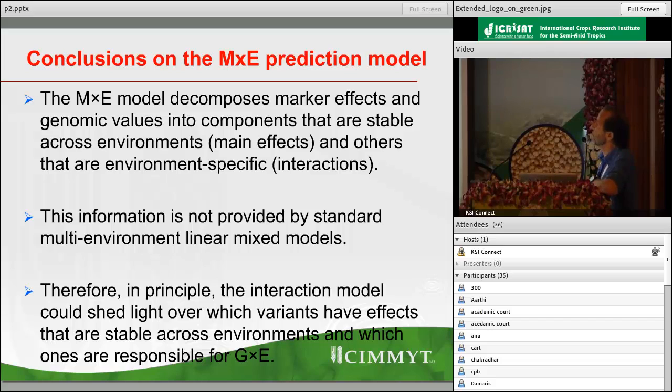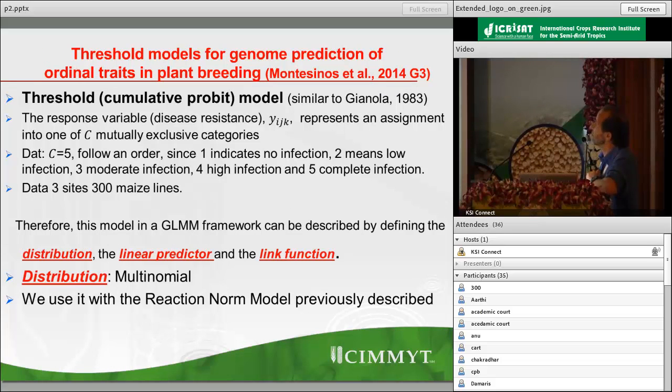And usually this information is not provided by the standard multi-environment linear mixed model. The last set of slides talk about the threshold model for genomic prediction of ordinal traits. This model has been used since Jansen 1983, or even before that, but in animals, not in plants. In plants, we usually just use the mean across all replicates, or we do a transformation. Here, we use the data as it is.